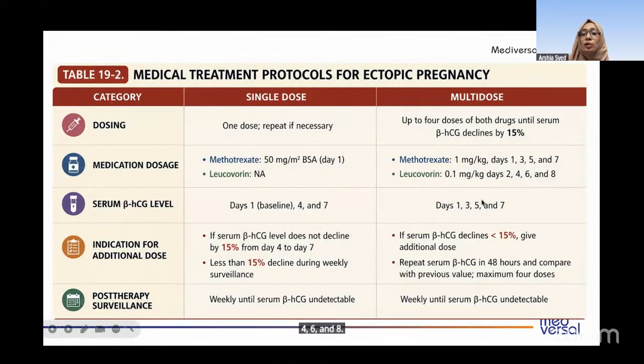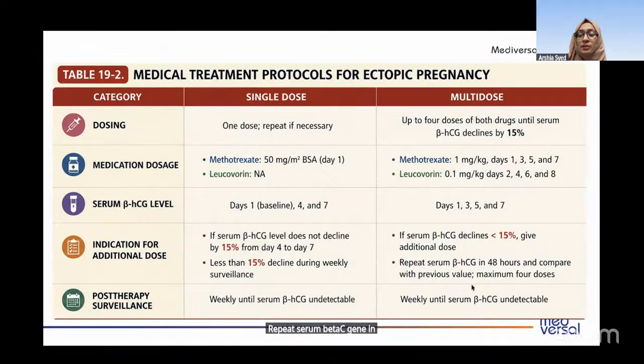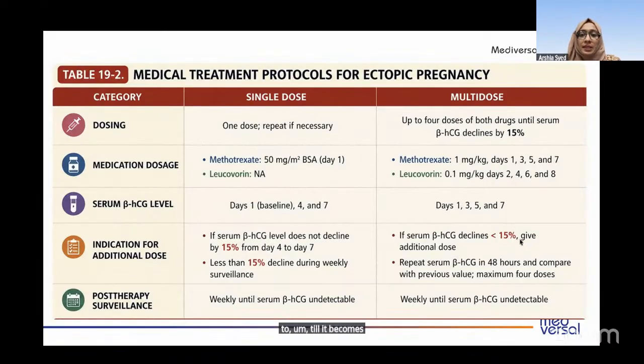Beta-HCG levels are to be done on day 1, day 3, the days that you're giving methotrexate; on the same days you're going to check the beta-HCG levels. If serum beta-HCG declines to less than 15%, give the additional doses. Repeat serum beta-HCG in 48 hours and compare with the previous value. Maximum of 4 doses are to be given. Here, just the addition of leucovorin is to avoid the side effects of methotrexate. Then you do weekly beta-HCG till it becomes undetectable.